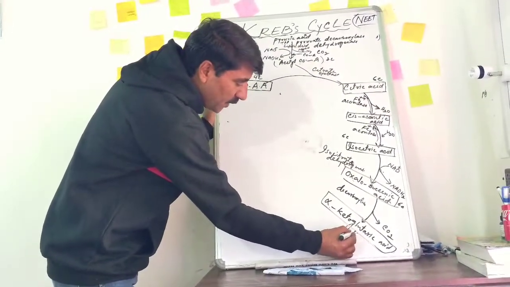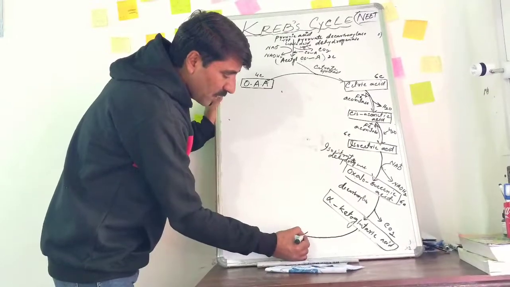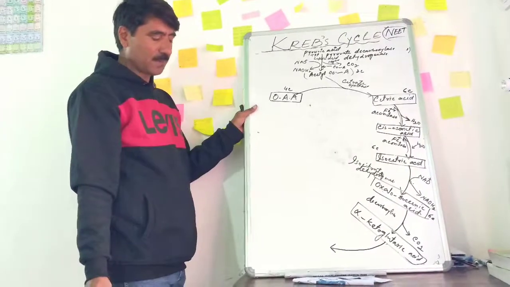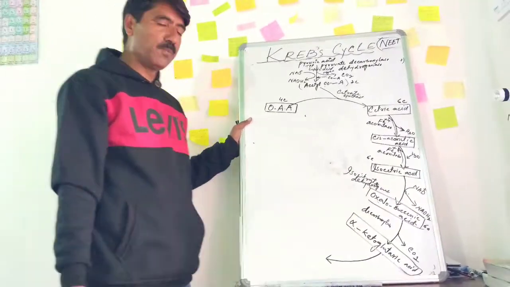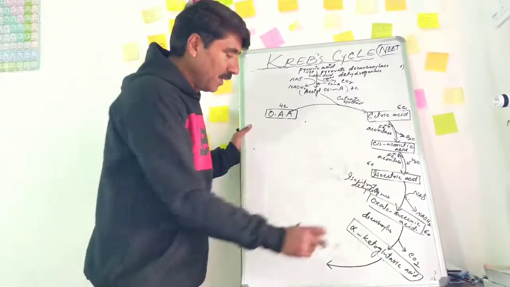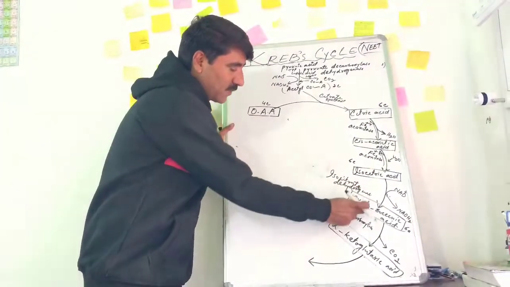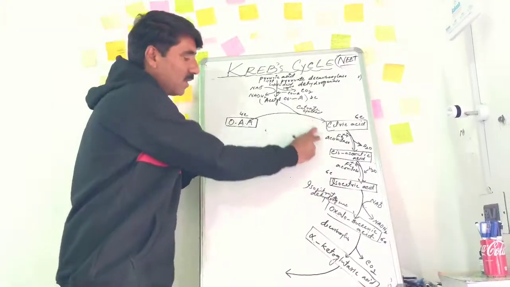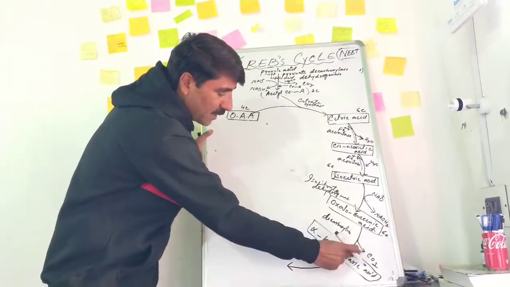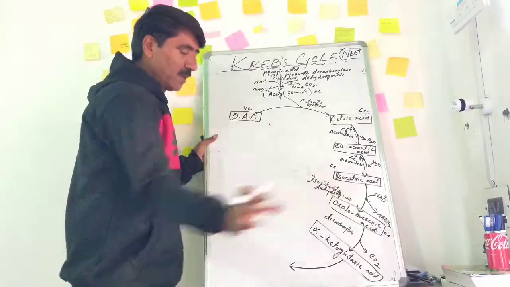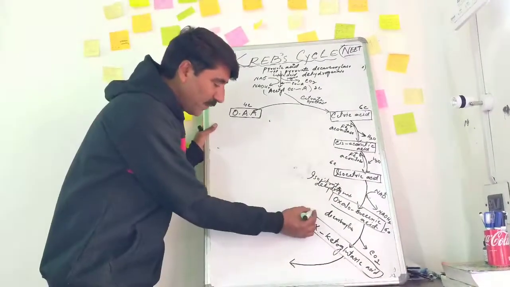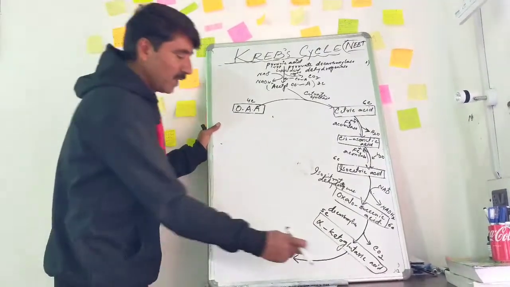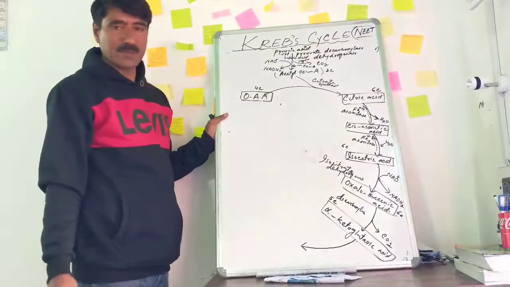This alpha ketoglutaric acid undergoes another oxidation, that is dehydrogenation. Here it is also dehydrogenation plus decarboxylation. Now this was a 6-carbon compound, these are all 6-carbon compounds, because here decarboxylation has taken place and 1 carboxylic group is removed. So this alpha ketoglutaric acid is a 5-carbon compound. Now we can say it is a dicarboxylic acid also.